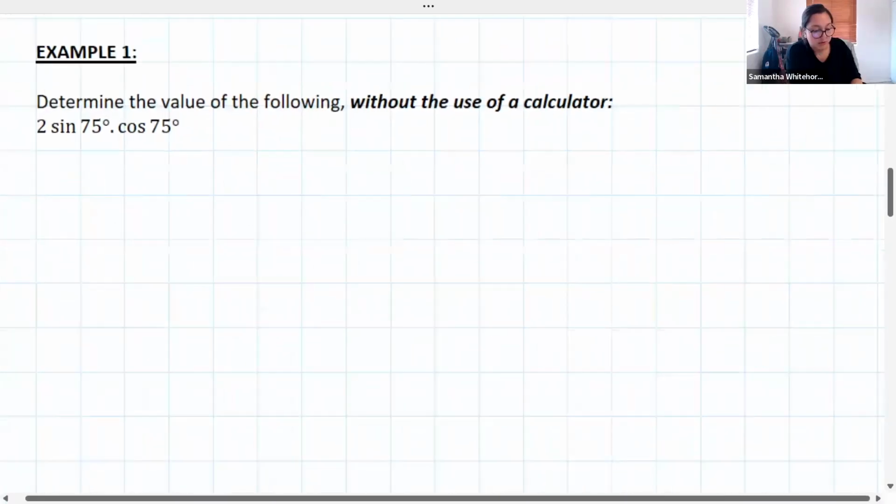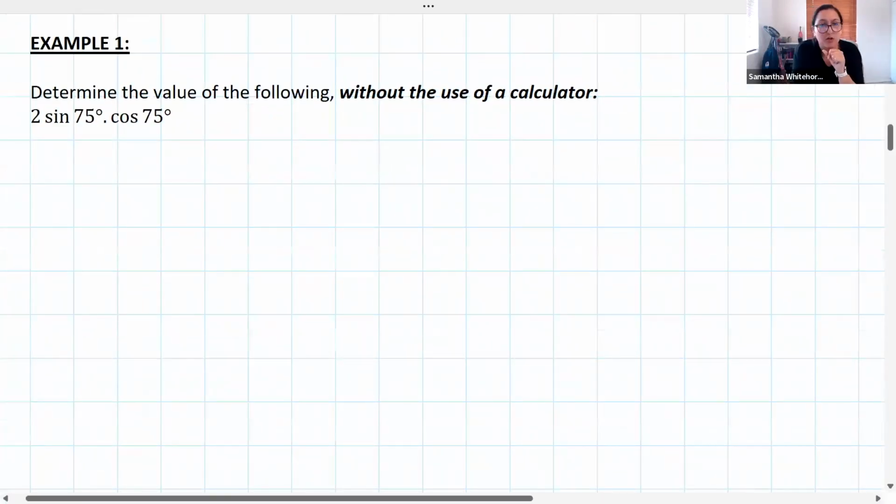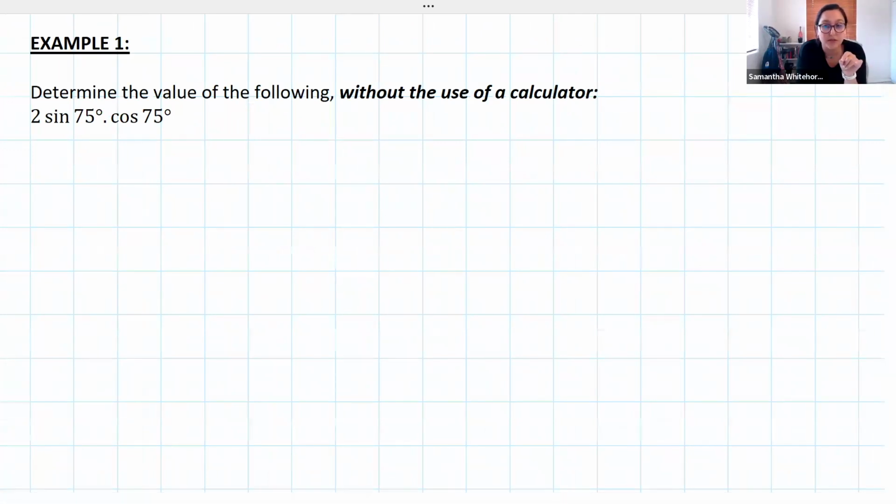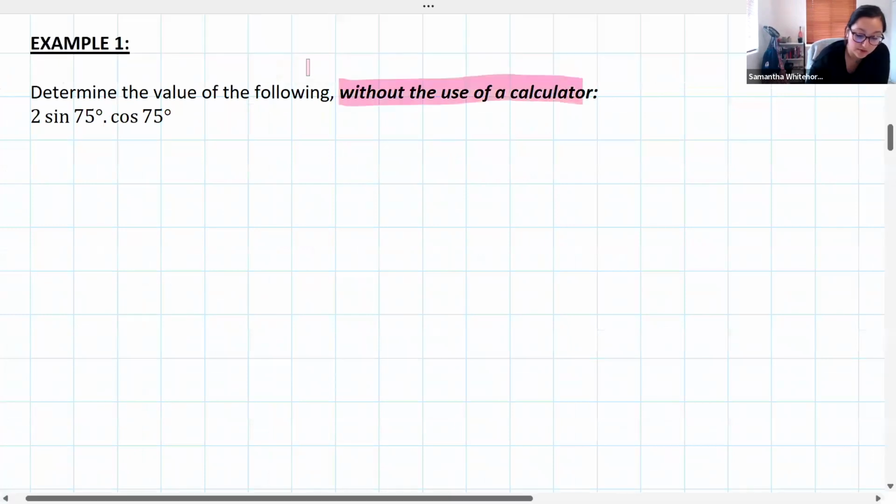At our first example, we're starting off slow, starting off easy, just recapping what we spoke about on Wednesday, also because I feel like it's been a very long time since I last saw you guys. So, starting with something easy, and then we're going to build it up. We want to find the value of the following, but importantly, without the use of a calculator.